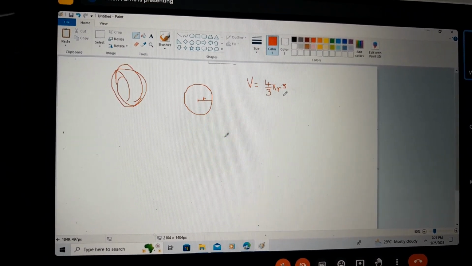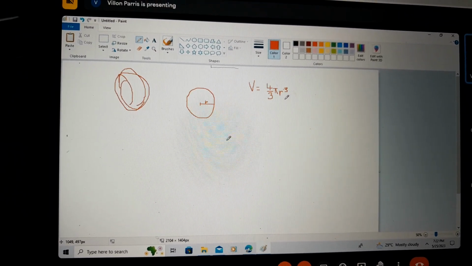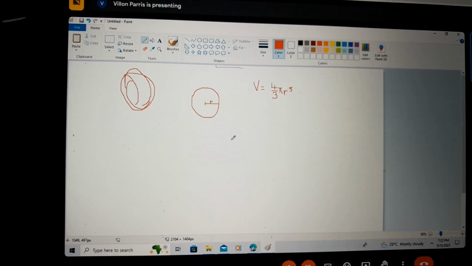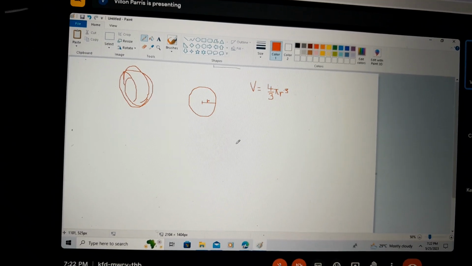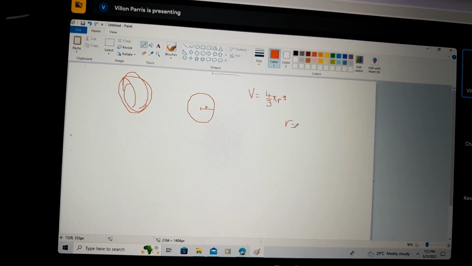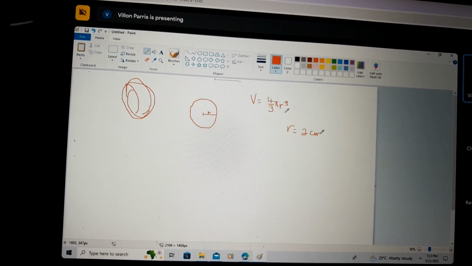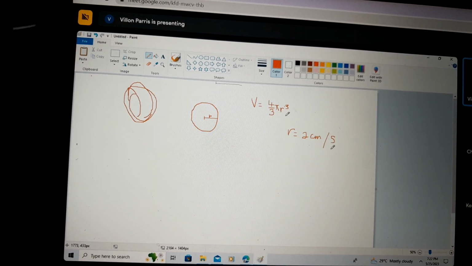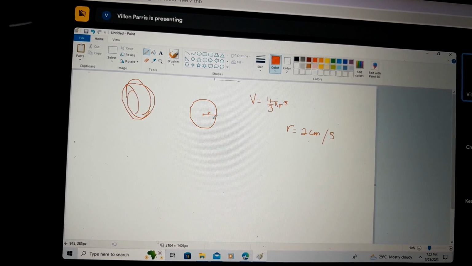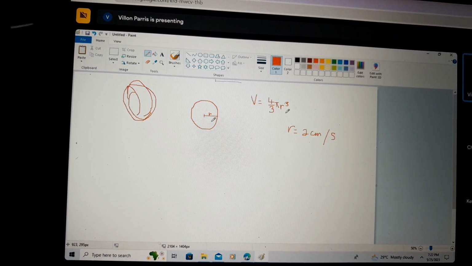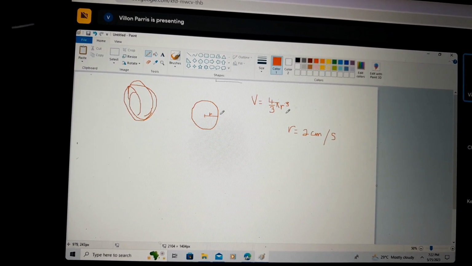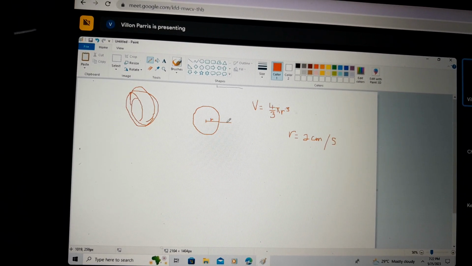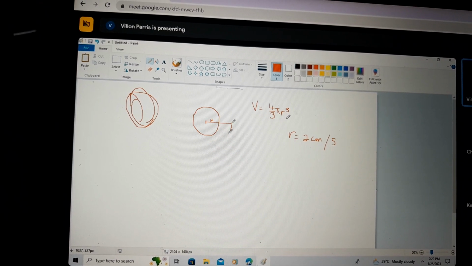When we read this question, we are given one change, and the change is the radius against time. Because they said the radius is increasing at a rate of 2 cm per second. So what is it saying? Every second it's growing by 2 centimeters. So as this balloon is being blown, after 1 second, this radius increases by 2 cm. So probably after a second, this is what it will look like.